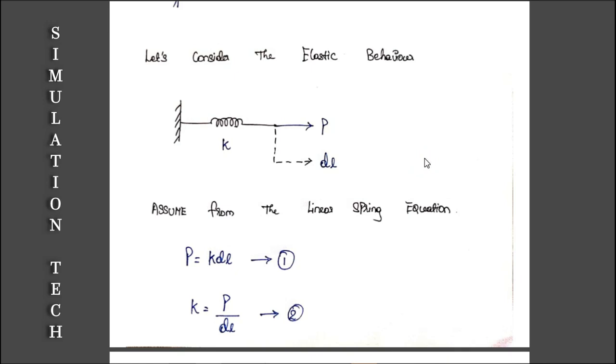Let's get into another concept. Here let us consider elastic behavior. I draw a linear spring over here. This is a linear spring. You can see it's a linear spring fixed at one end, and a force P is applied on the other side. K is the spring coefficient of this particular spring, and DL is how much it elongated due to this force. That is called DL, right.